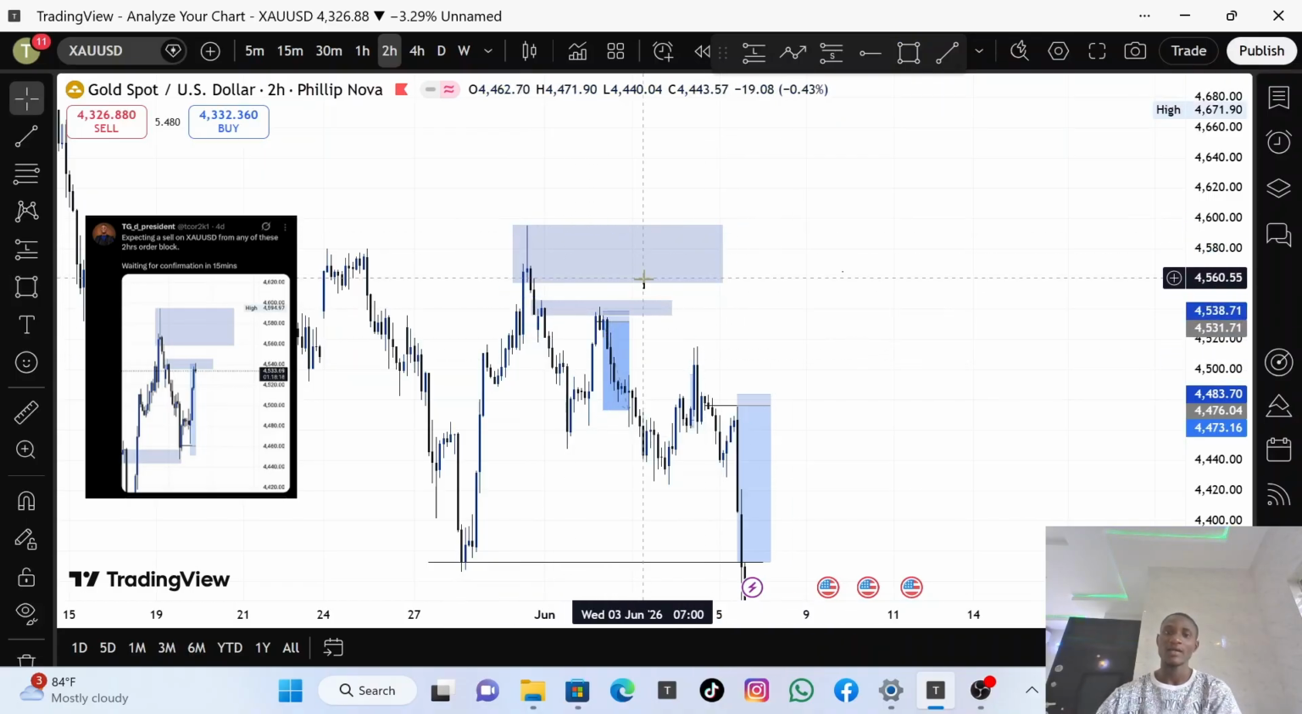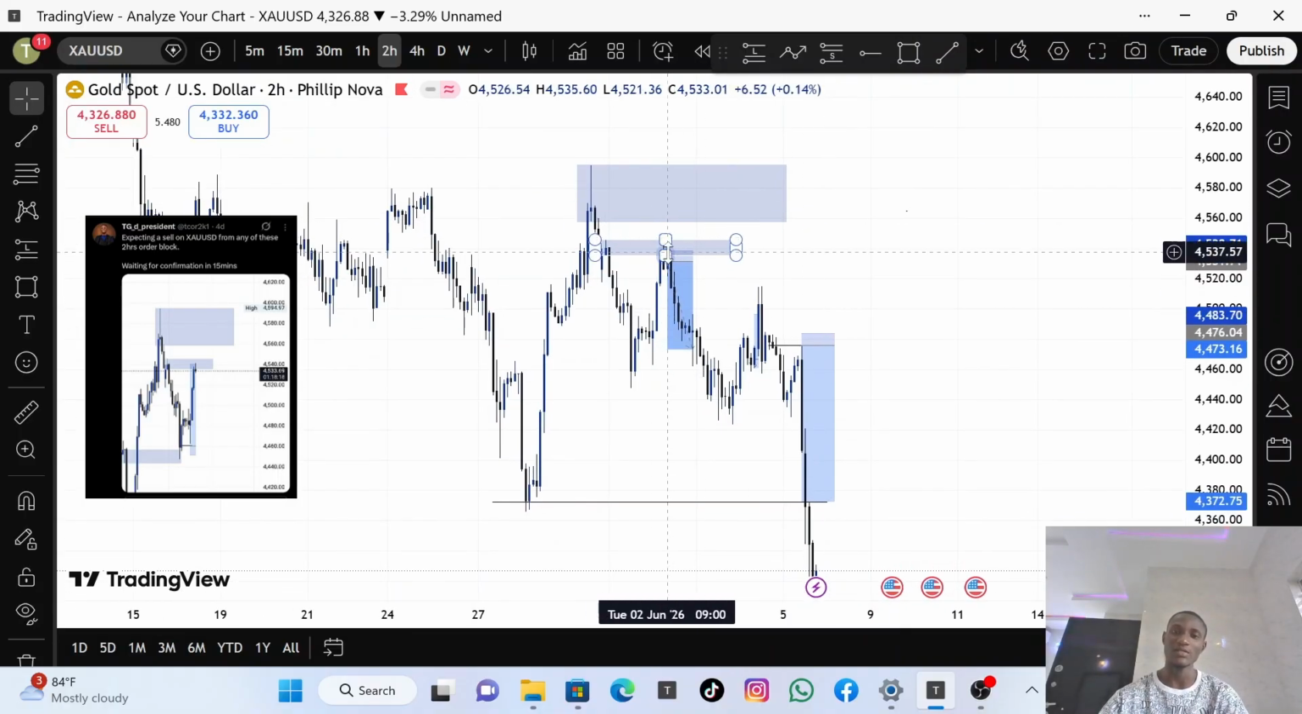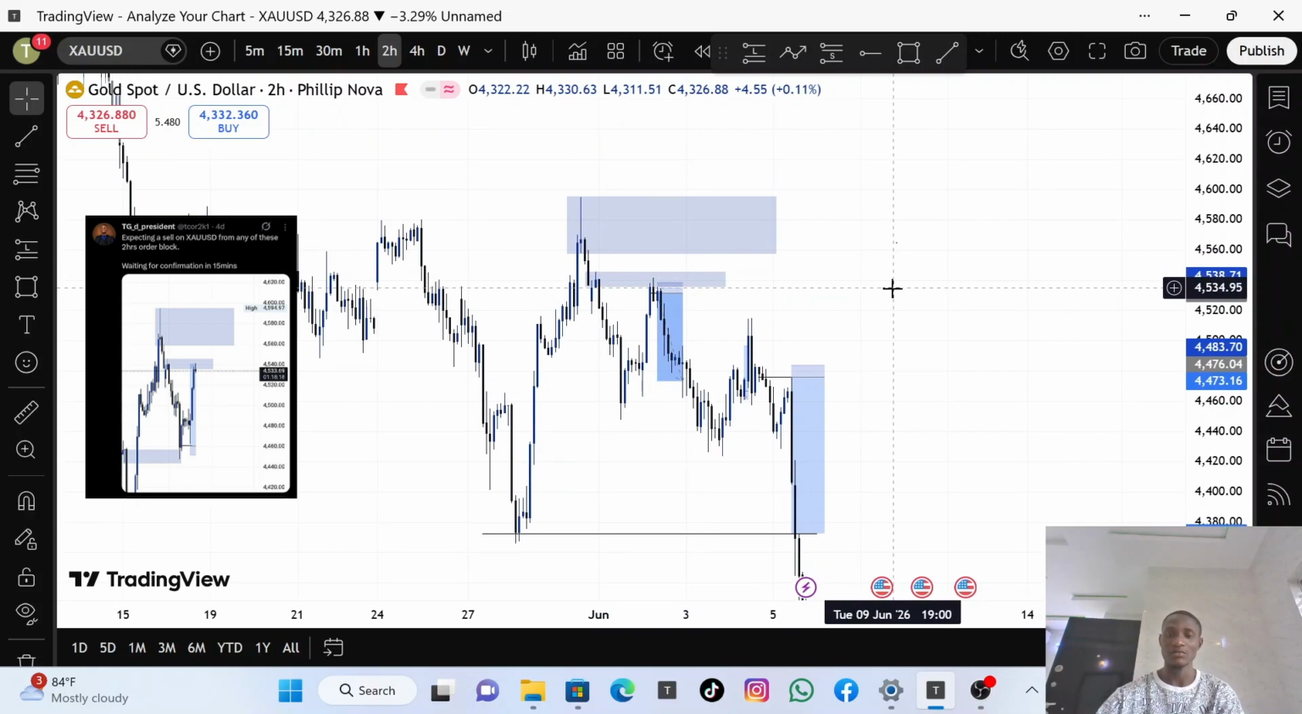I'm expecting a sell, and I told them that I was waiting for confirmation. Once I see confirmation, I will sell. Now the market will either respect this one or this one. I don't know which one the market is going to respect, but I'm going to wait for confirmation. Once I see the confirmation, I will sell.